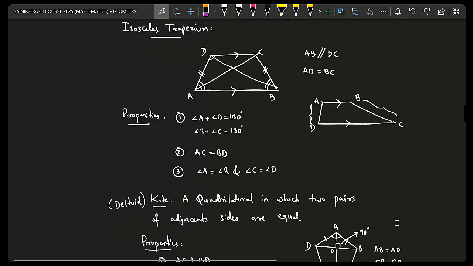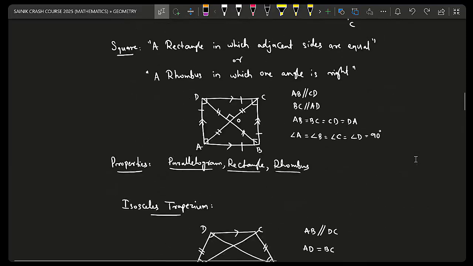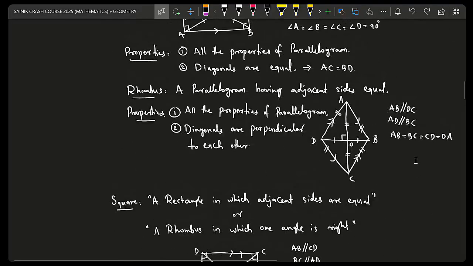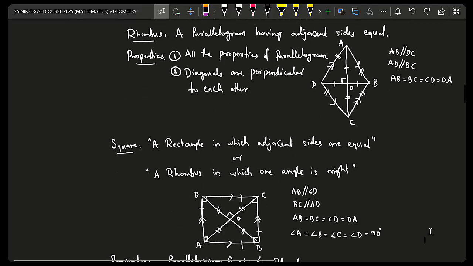Sir, I didn't understand the rhombus properties. Rhombus properties. See, let's go back to rhombus. What is rhombus, Rishika? It is a parallelogram having adjacent sides equal. Okay. If any two adjacent sides are equal in a parallelogram, automatically all of them will become equal.